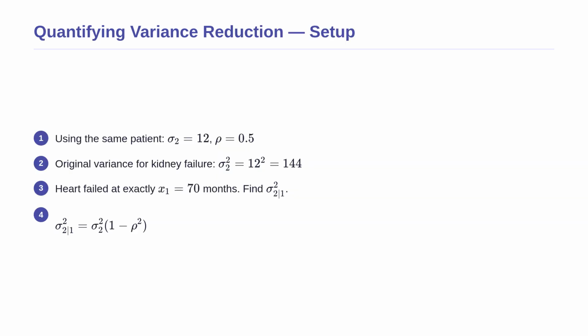Let us apply this to the exact same patient from our previous example to see how much our uncertainty has decreased. Originally, the standard deviation for kidney failure was 12 months, so the original variance was 12 squared, or 144. Now that we know the heart failed at exactly 70 months, we must calculate the new conditional variance. We start by writing down the conditional variance formula to see how the correlation of 0.5 reduces our uncertainty.